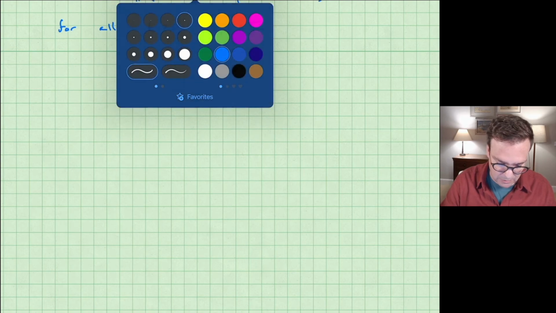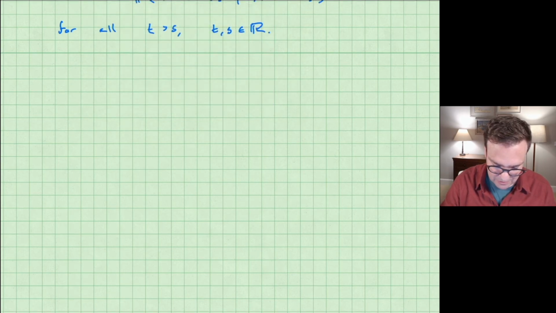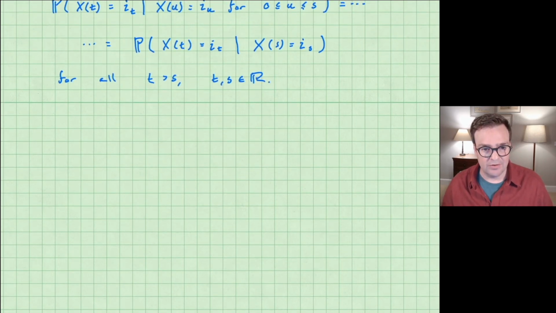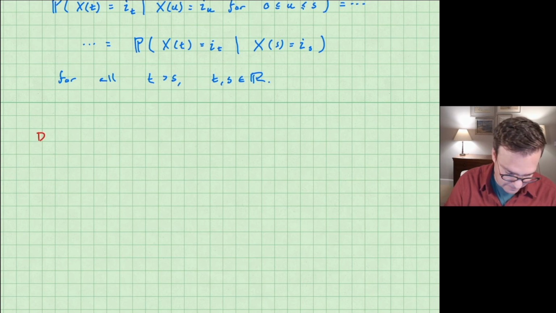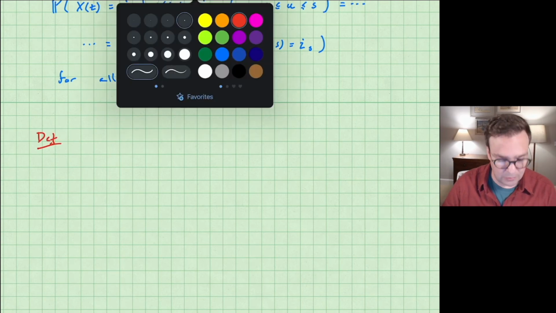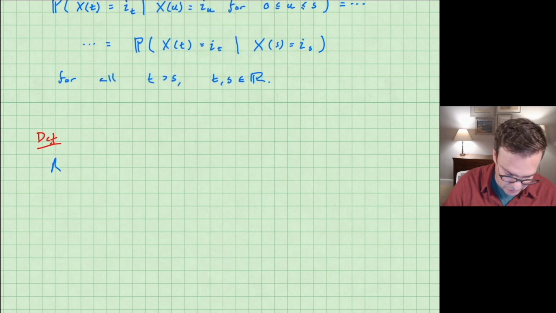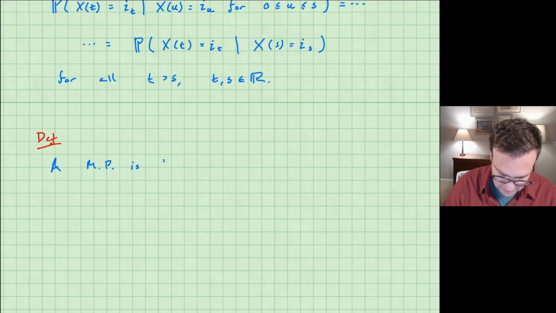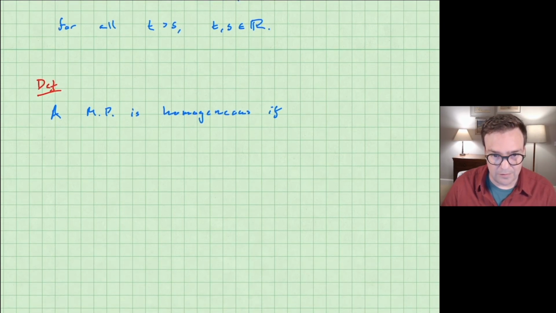All right, now we're going to define what homogeneous means. For Markov processes, it's a little bit different. And then we'll just give a few little examples and just kind of talk about them. Okay, so one definition. So we say that a Markov process is homogeneous if the following is true.